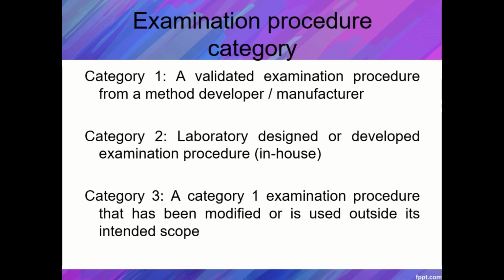So I will first explain the examination procedure categories. Category 1 means that it is a validated examination procedure from a method developer or manufacturer. Category 2, laboratory designed or developed examination procedure, meaning that the lab itself designed the examination procedure. It is an in-house method. Category 3, a category 1 examination procedure that has been modified or is used outside its intended scope.